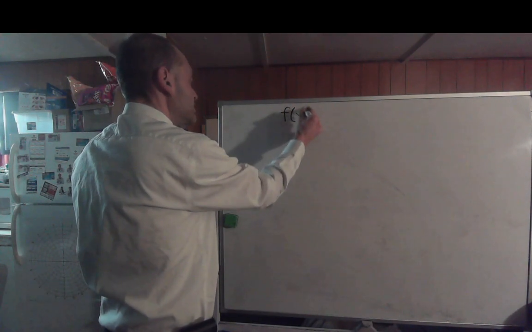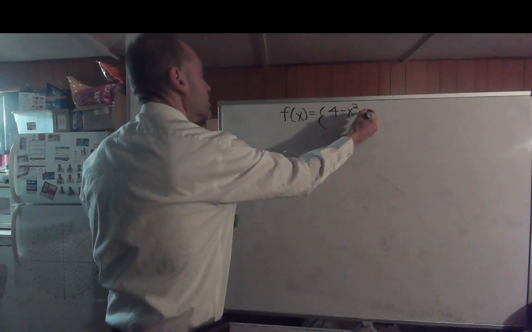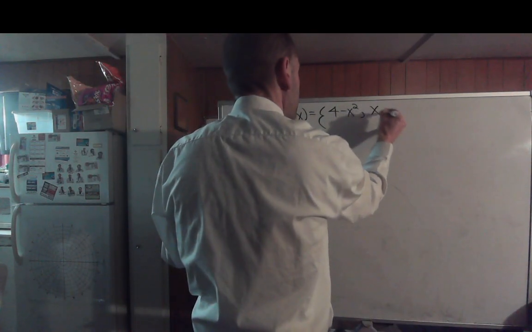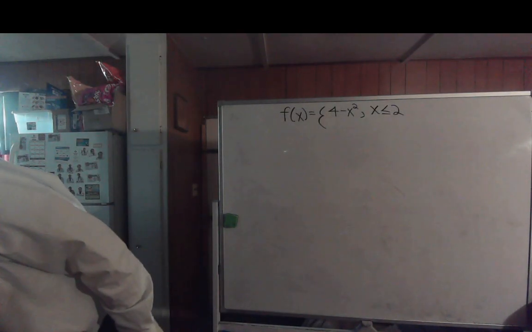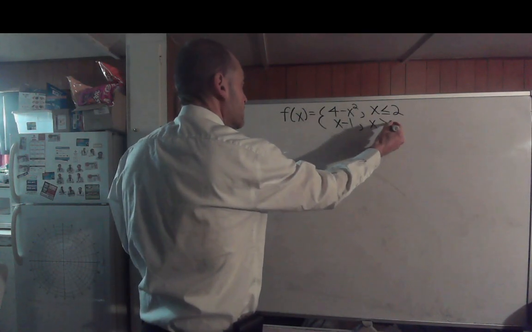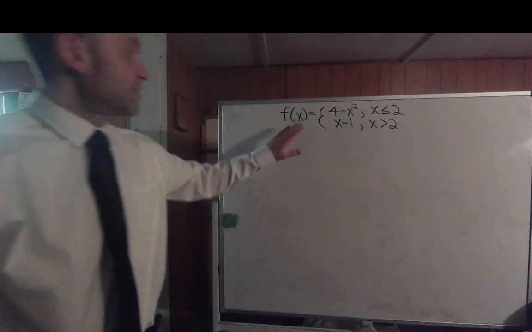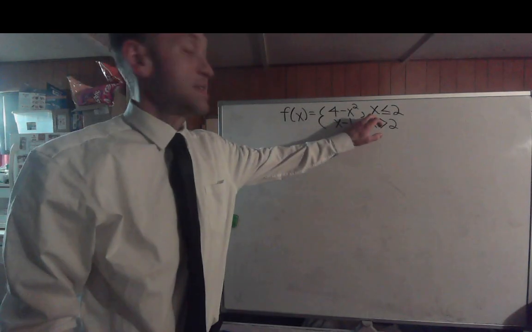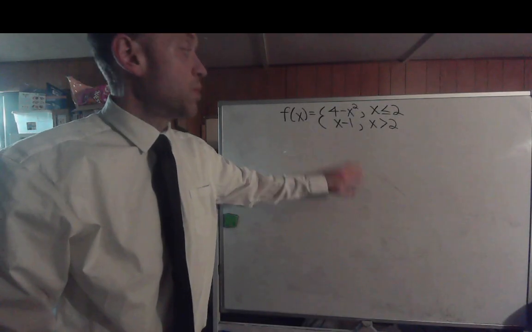f of x is equal to 4 minus x squared when x is less than or equal to 2. And then we have x minus 1 when x is greater than 2. So we have f of x equals 4 minus x squared where x is less than or equal to 2. And then we have x minus 1 where x is greater than 2.